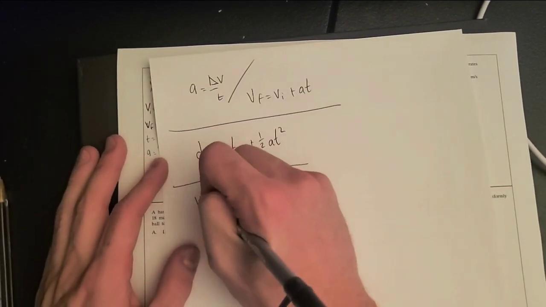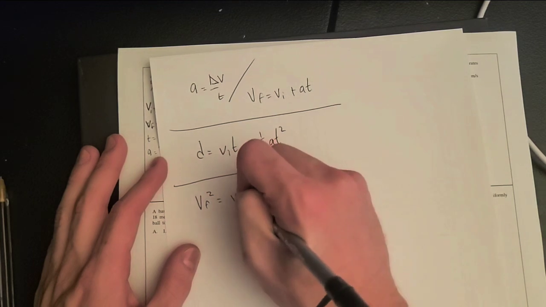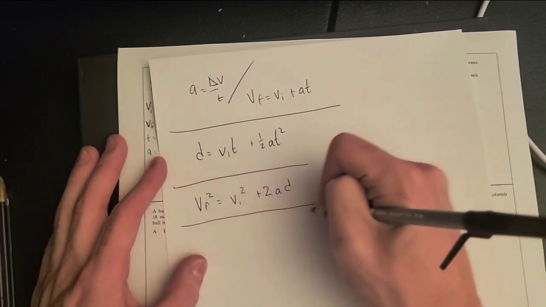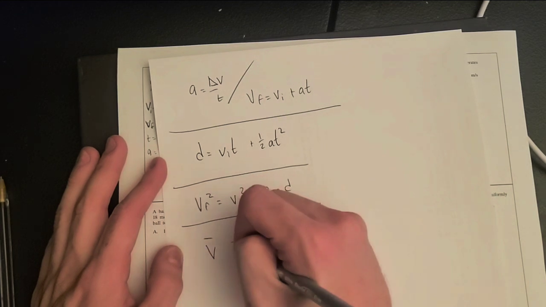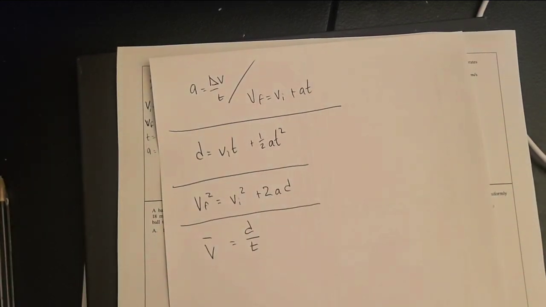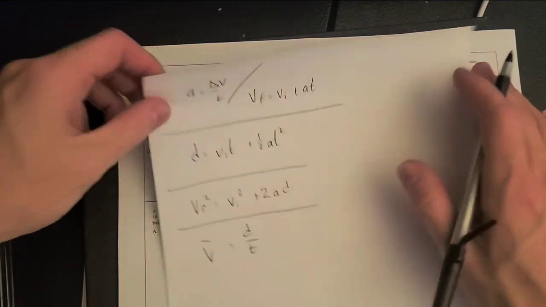v_f squared equals v_i squared plus 2ad. And lastly, know that the average velocity is the distance or displacement over time. Know those guys. Think about what we know now.